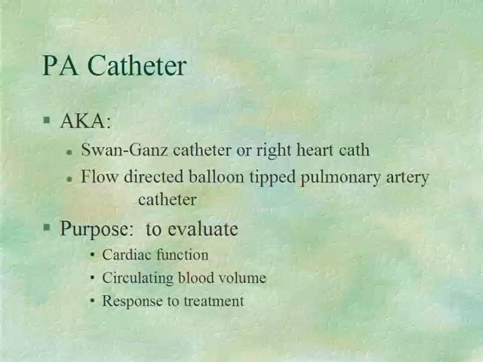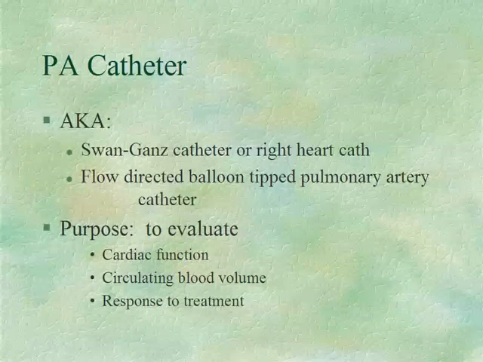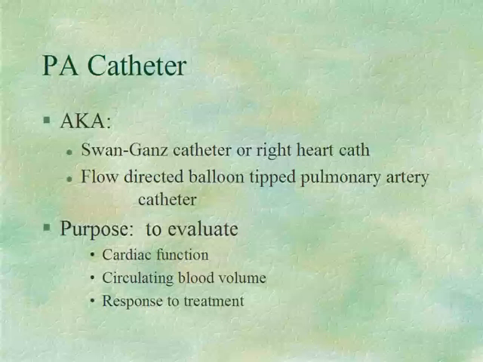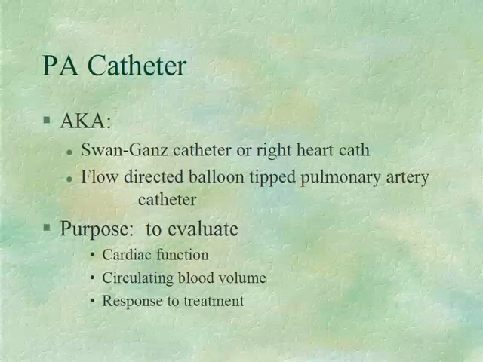There is a picture on page 324 that shows the different parts and the positioning for a Swan-Ganz. The different types are on page 347. And page 345 shows your interpretation of the different waveforms that you get from this. But the purpose of putting in a Swan is to evaluate the patient's cardiac function, their circulating blood volume, and their response to treatment.